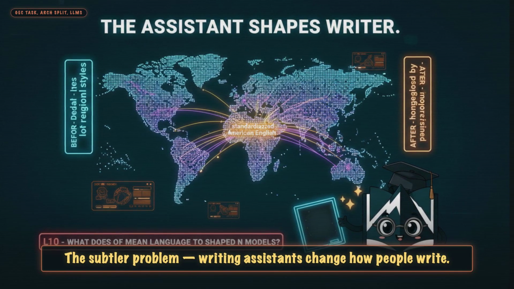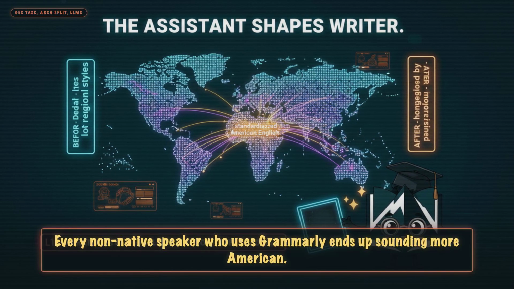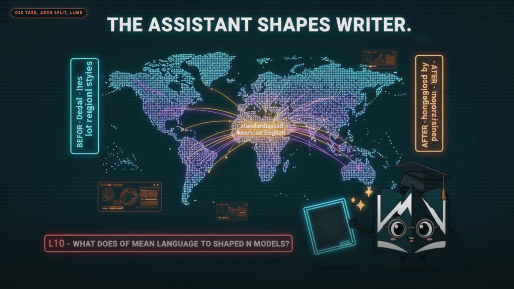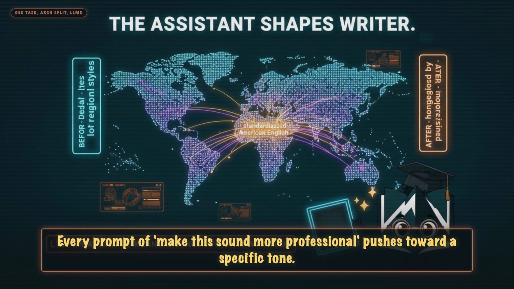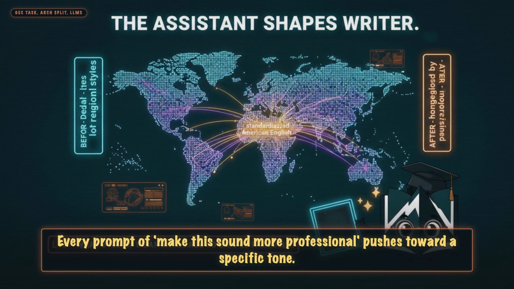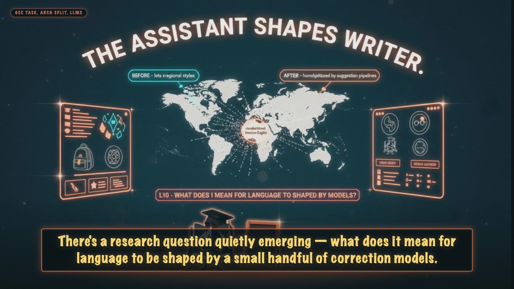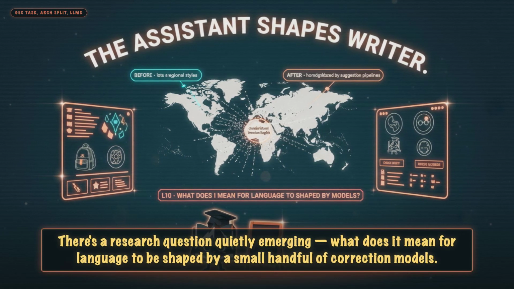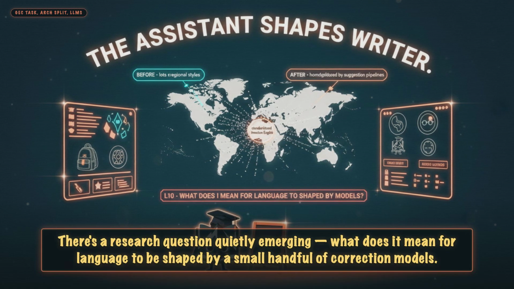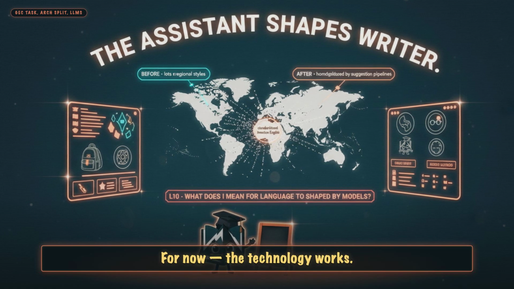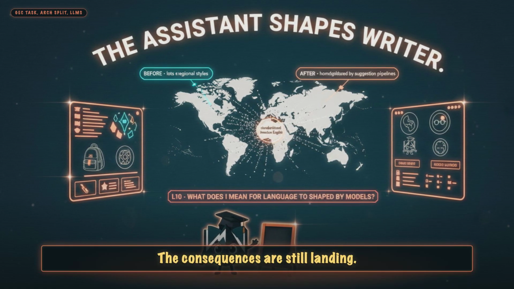The subtler problem. Writing assistants change how people write. Every non-native speaker who uses Grammarly ends up sounding more American. Every prompt of, "Make this sound more professional," pushes toward a specific tone. There's a research question quietly emerging. What does it mean for language to be shaped by a small handful of correction models? That's Lecture 10 territory. For now, the technology works. The consequences are still landing.